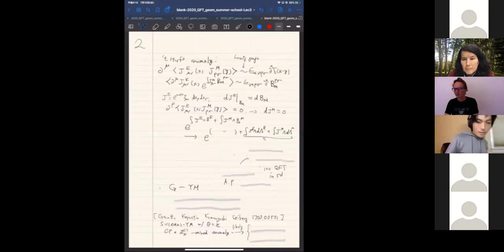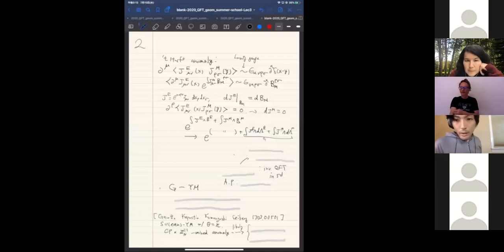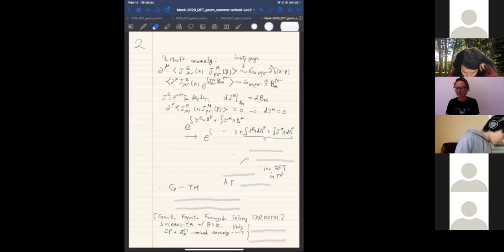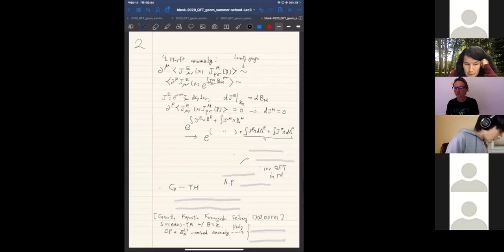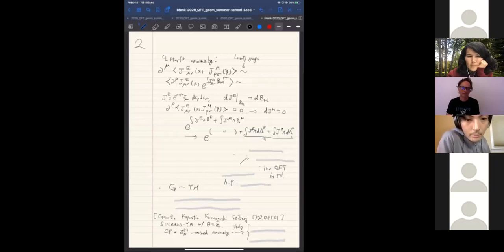Okay. And so the Maxwell theory has two U(1) one form symmetries in this sense, and these two one form symmetries have a mixed anomaly. So to see that mixed anomaly, you look at the two-point function of these two current operators, and hit it with a derivative on one of the indices.